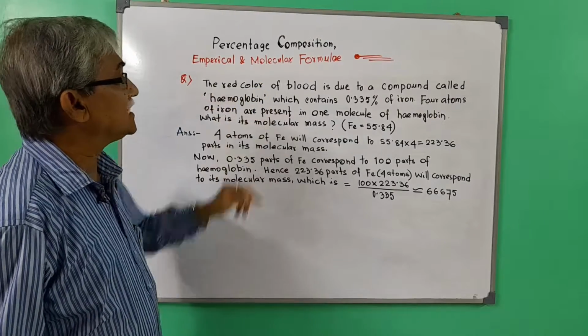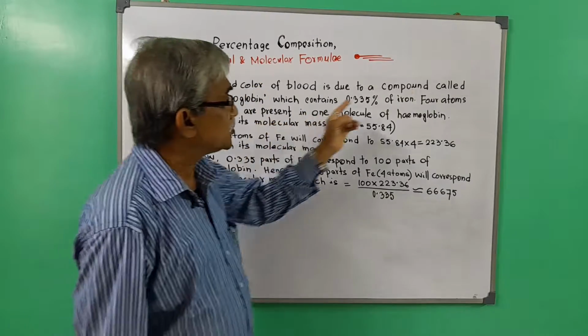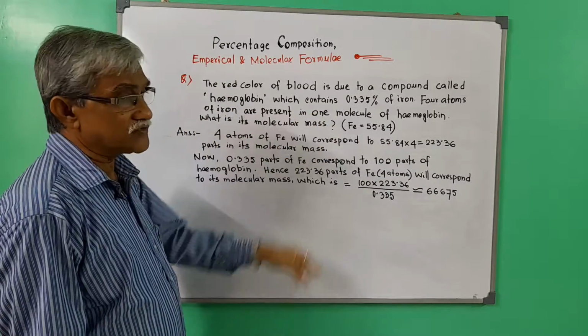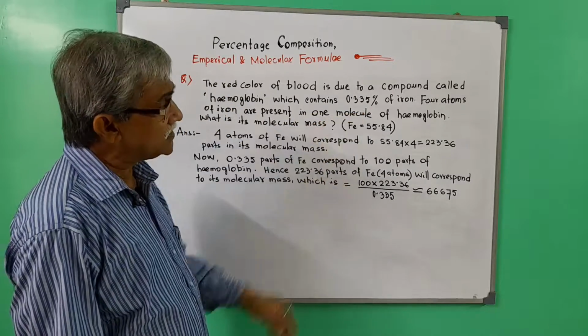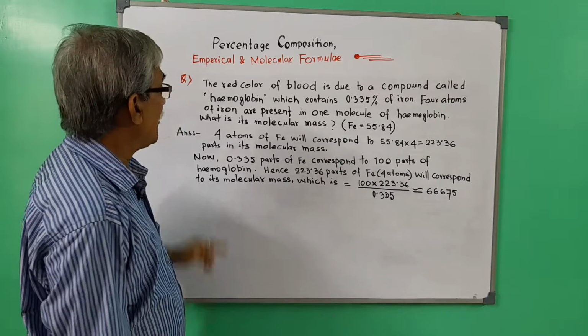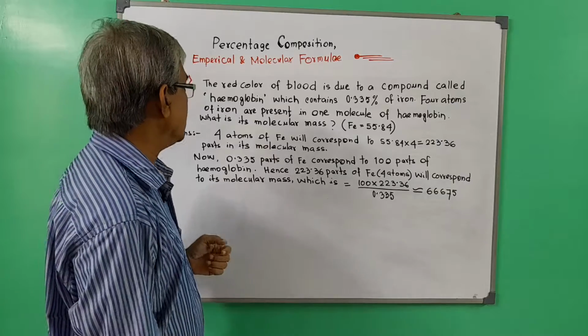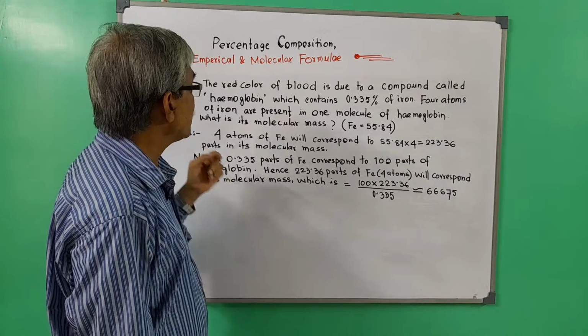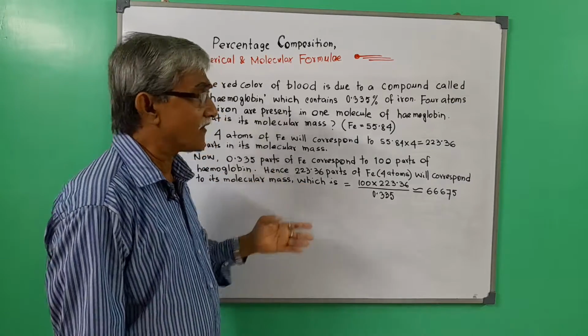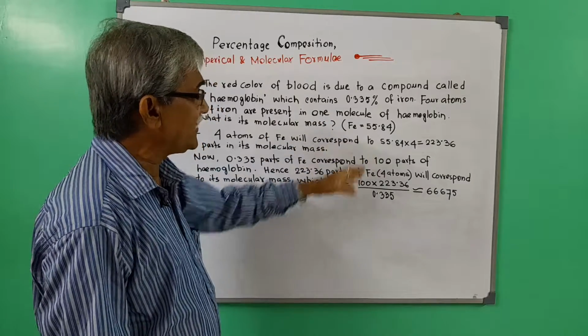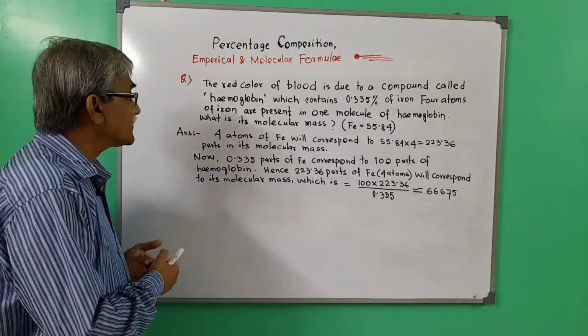Now let us solve one question. The red color of blood is due to a compound called hemoglobin, which contains 0.335% of iron. 4 atoms of iron are present in 1 molecule of hemoglobin. Now the question is, what is its molecular mass? Given the RAM of iron is 55.84. So let us answer it.